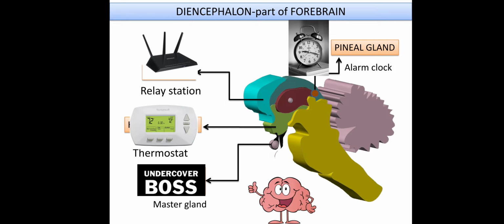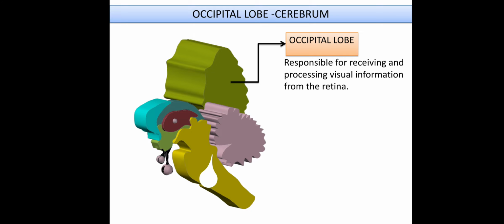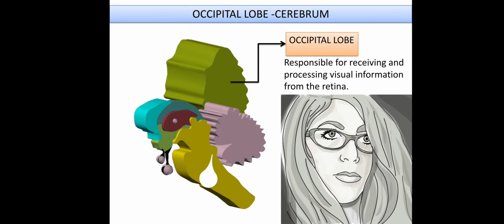Now let's see the cerebrum, the second part of the forebrain, which is further divided into two hemispheres and four lobes each. Let's look at it one by one. So the first one is the occipital lobe, which is situated at the back of the brain above the cerebellum and behind the parietal lobe. The occipital lobe is responsible for receiving and processing visual information from the retina.